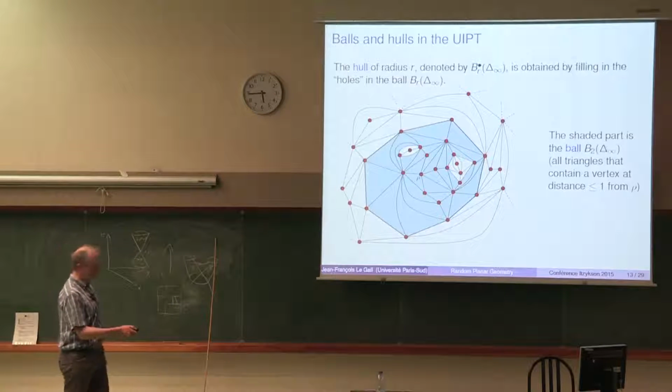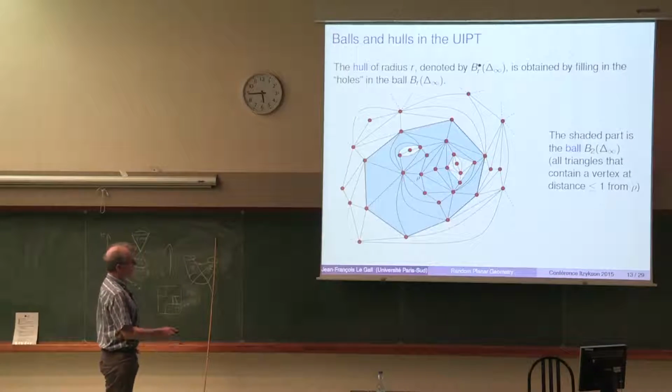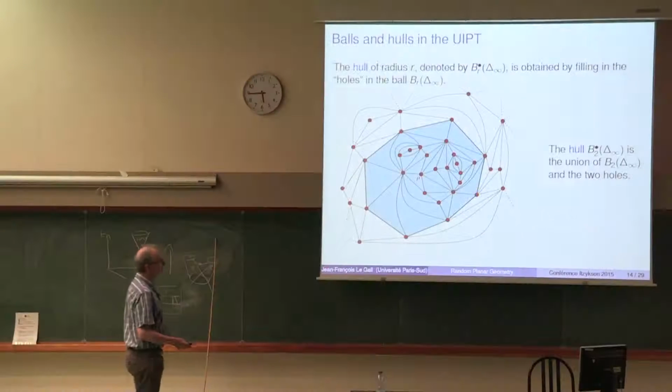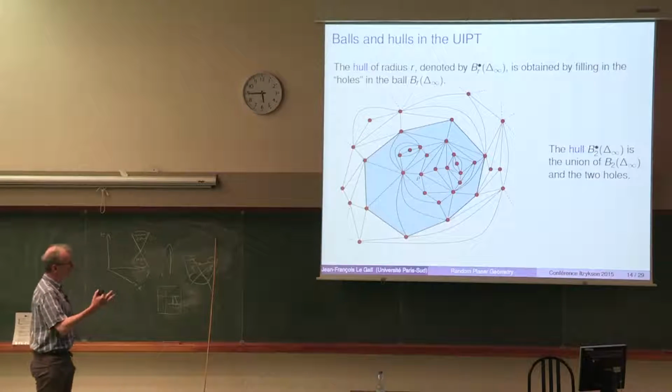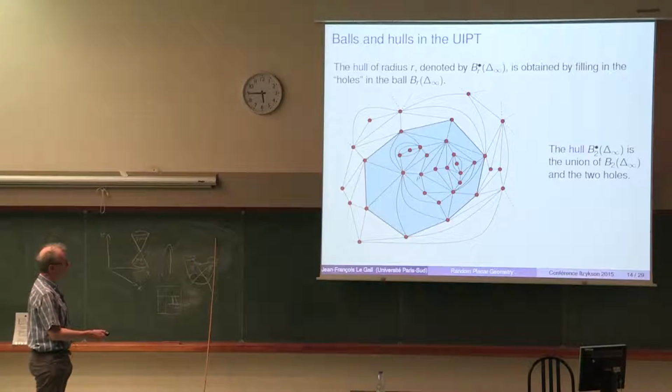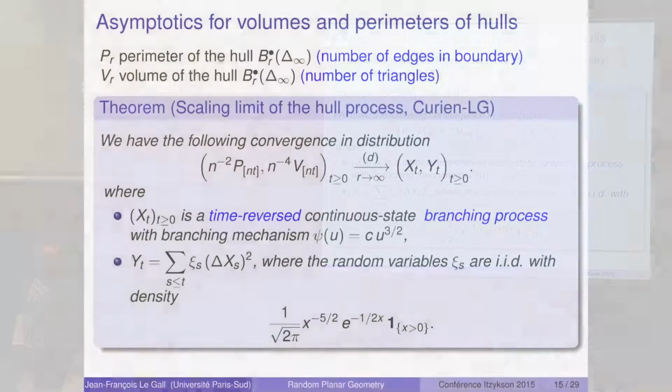And the hull is obtained simply by filling in the holes. You add the ball with the holes. So this was the ball, and this is the hull. So why am I studying the hull? Well, it turns out the hull is easier to study. You can get much more explicit results for the hull. So what do we get?